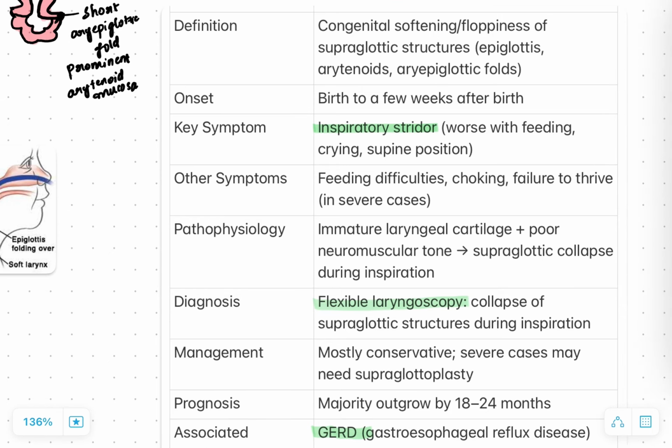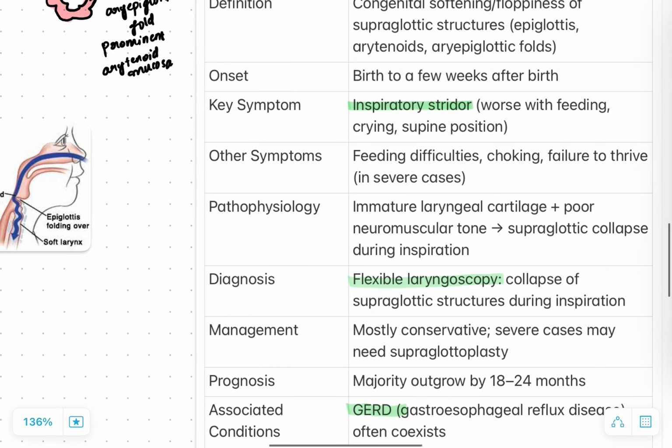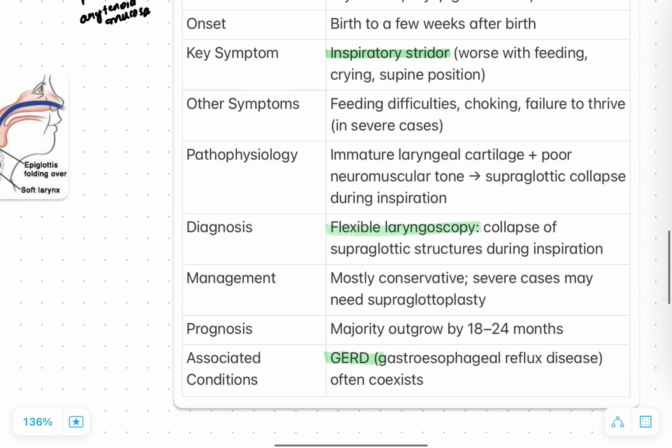The onset is from birth to a few weeks after birth. There will be inspiratory stridor, as we can see in the picture also. There is obstruction to the airflow during inspiration, causing inspiratory stridor, which worsens with feeding, crying and the supine position, because these cause more negative pressure and more inspiratory stridor. There are also feeding difficulties, choking and failure to thrive because the protective mechanism of the supraglottis is lost.